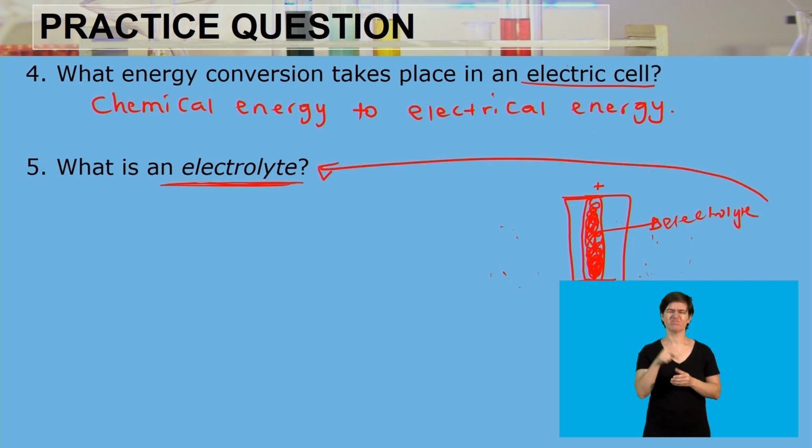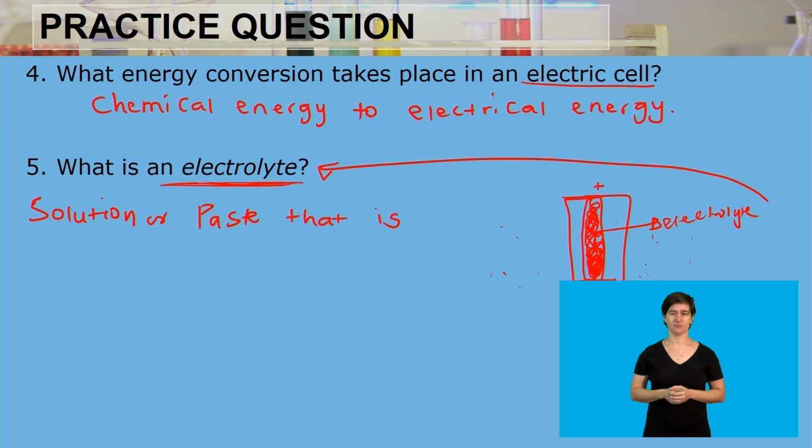As the question asks, what is an electrolyte? An electrolyte is a solution. Depending on what type of battery you are looking at, it can either be a solution or a paste that is used to conduct electricity.